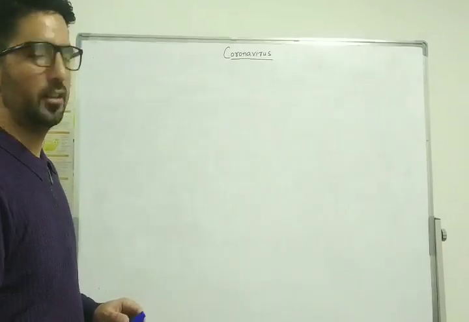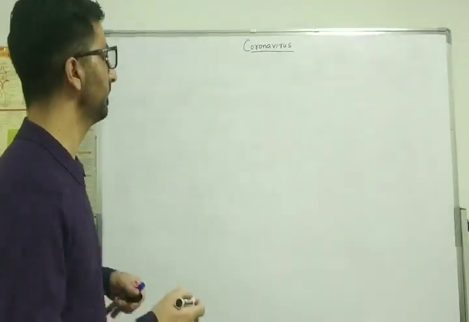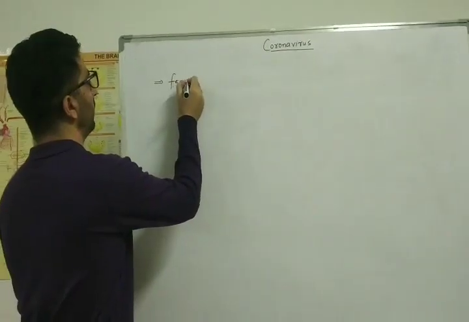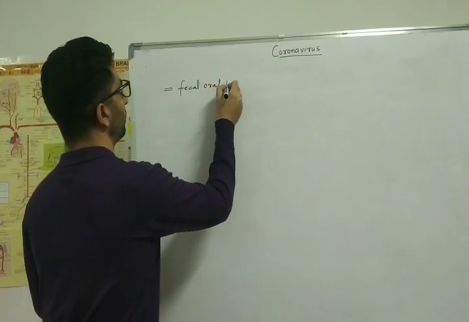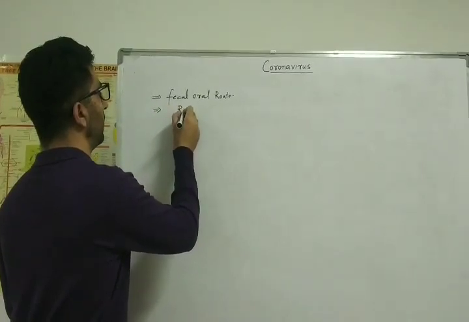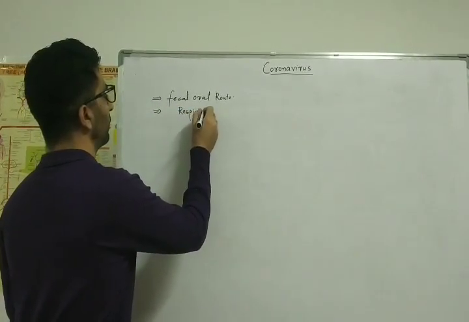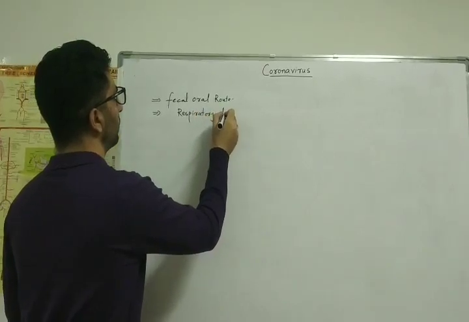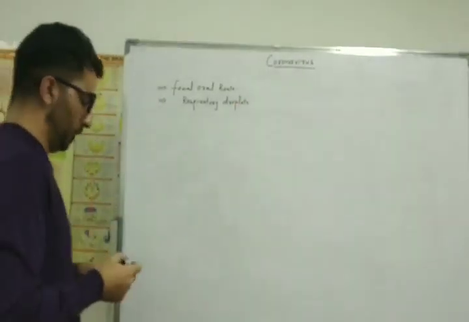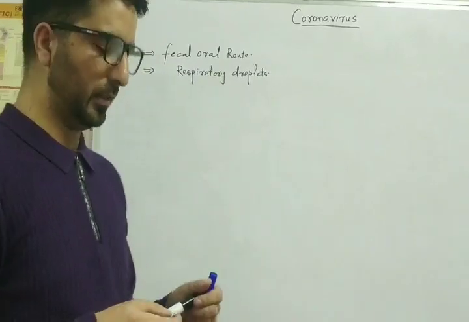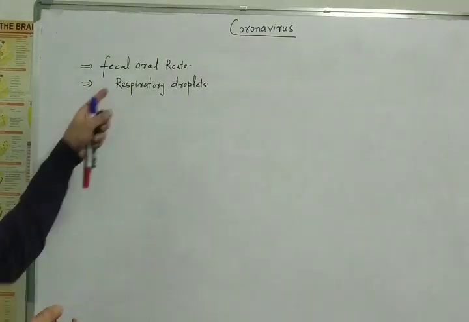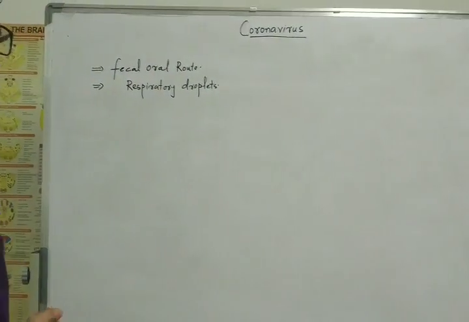This virus has two ways to infect the host. One is the fecal oral route, and the second is respiratory droplets. Respiratory droplets allow this virus to attach to the alveoli. First I will make it out here. Someone coughs or sneezes, and through the respiratory droplets this virus can infect the other host.